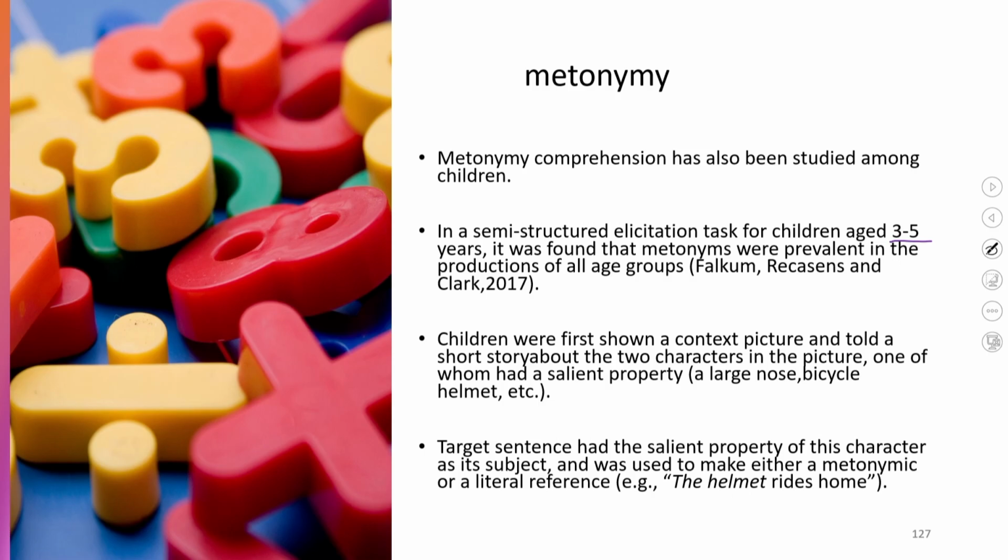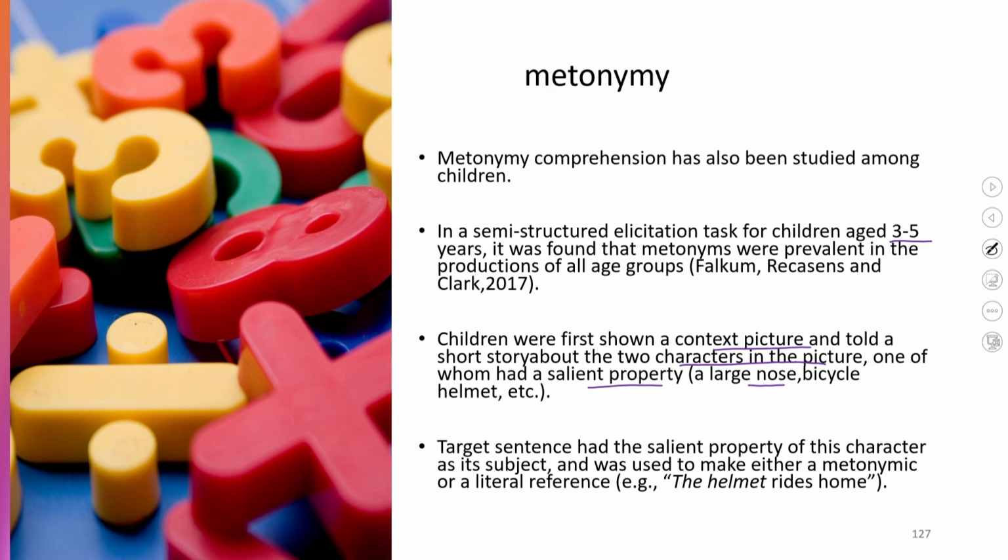Children were first shown a context picture in this particular task. They were given a picture and told a story, again a story based elicitation task, about the two characters in the picture, one of whom had a salient property like a large nose, a bicycle helmet, and so on and so forth.